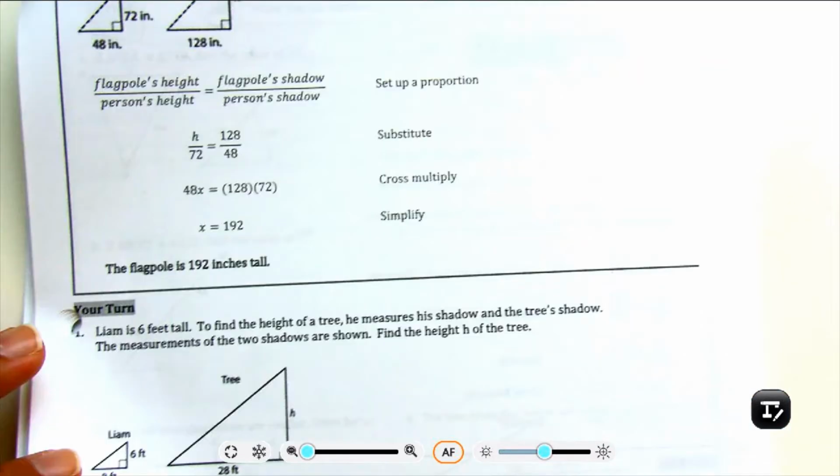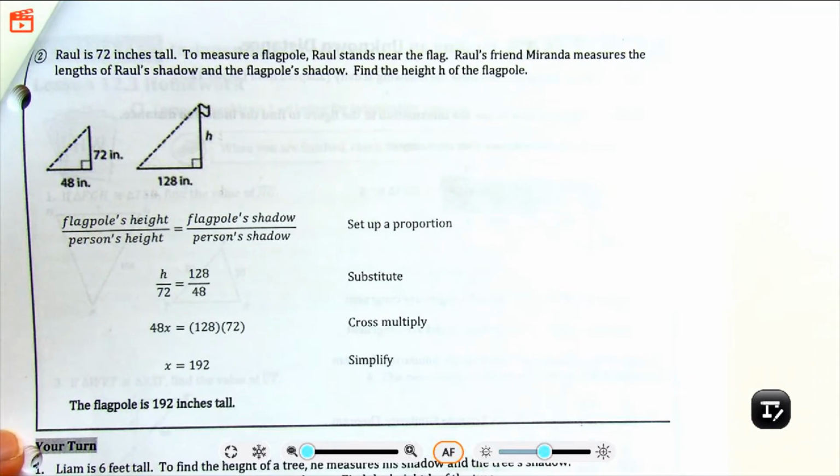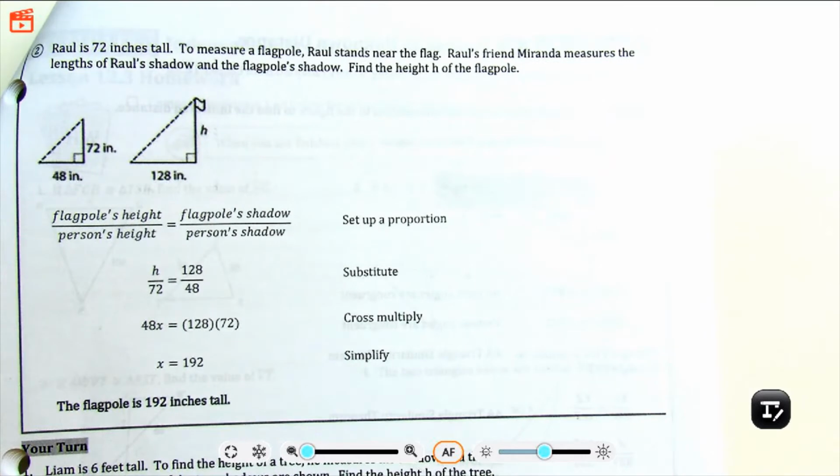Okay, so let's look at one more problem. Raul is 72 inches tall. To measure a flagpole, Raul stands near the flag. Raul's friend Miranda measures the length of Raul's shadow and the flagpole shadow. Find the height h of the flagpole. So this is another shadow problem, and we want to find the height of the flagpole.